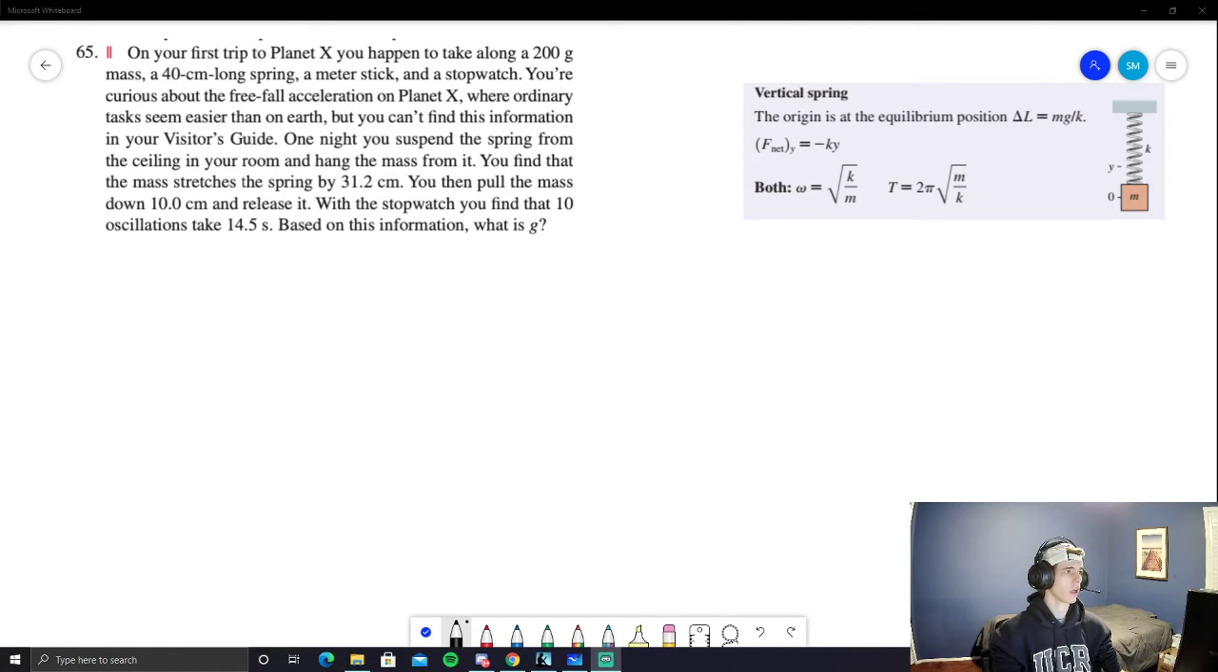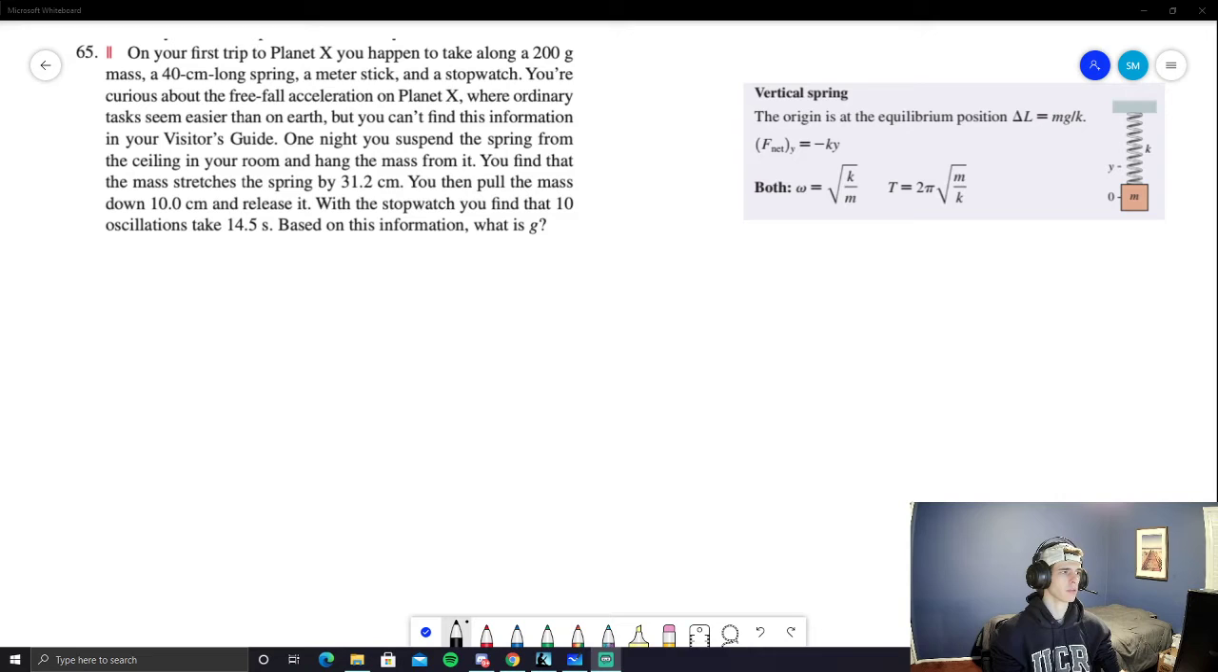On your first trip to Planet X, you happen to take along a 200-gram mass, a 40 centimeter long spring, a meter stick, and a stopwatch. You're curious about the free fall acceleration on Planet X, where ordinary tasks seem easier than on Earth, but you can't find this information in your visitor's guide.